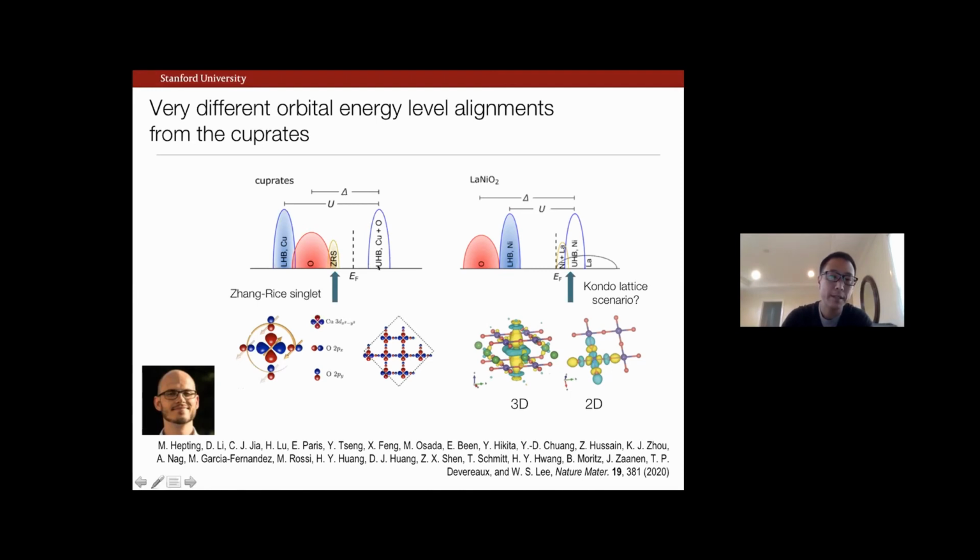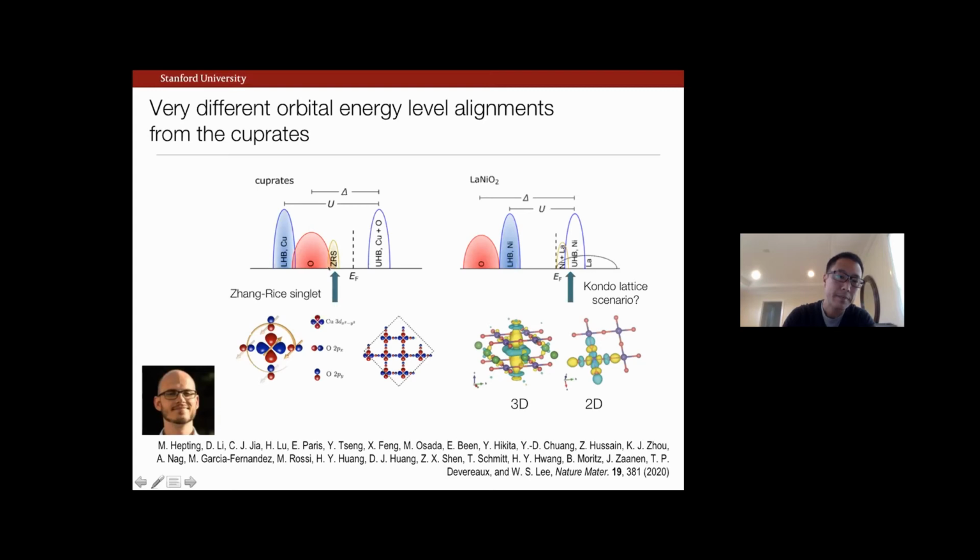Now, in that system, just to give you a schematic, the electronic structure landscape looks something like an oxygen 2p derived band, an upper and lower Hubbard band derived from the Coulomb repulsion-driven gapping.